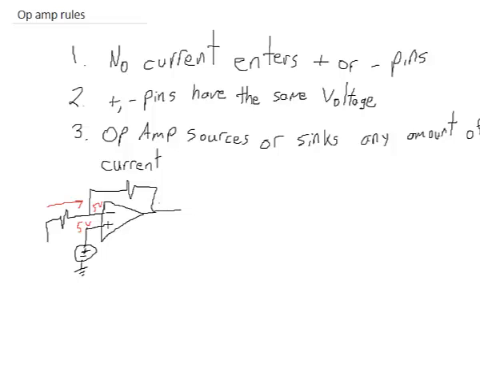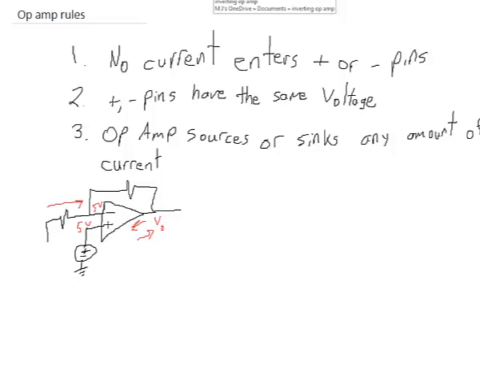The third rule of ideal op-amps is the op-amp can source or sink any amount of current on its output. So here, on the output voltage, we don't know if the op-amp is sinking current or sourcing current. This allows it to control the whole circuit.